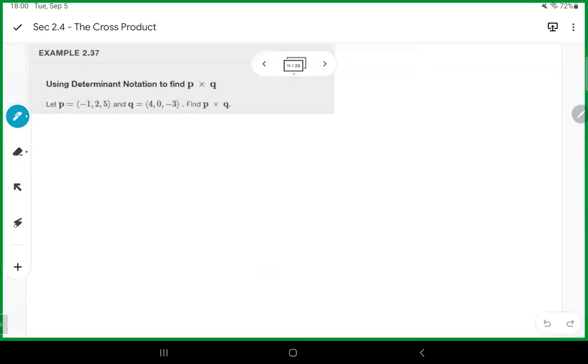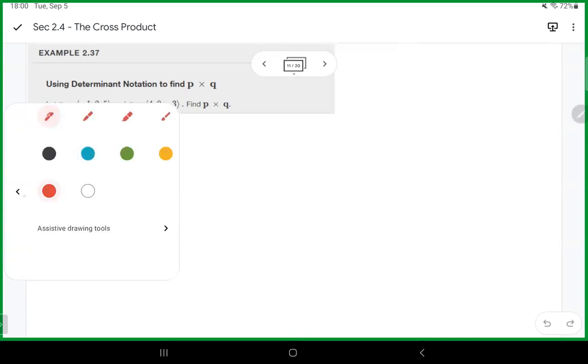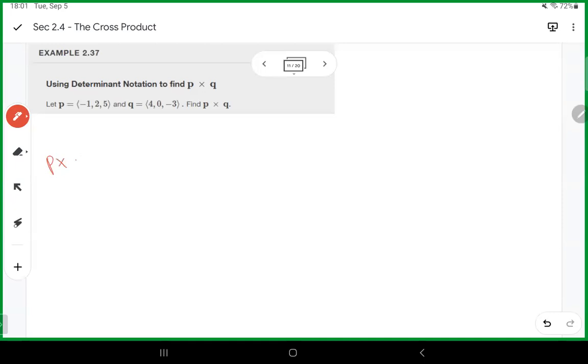Okay. So we're going to use what they just told us, using the determinant notation to find P cross Q. This is a problem I believe has been done already, so we're just doing it from this approach. So P cross Q. We know we have I, J, K. Then we have -1, 2, 5. We have 4, 0, -3.